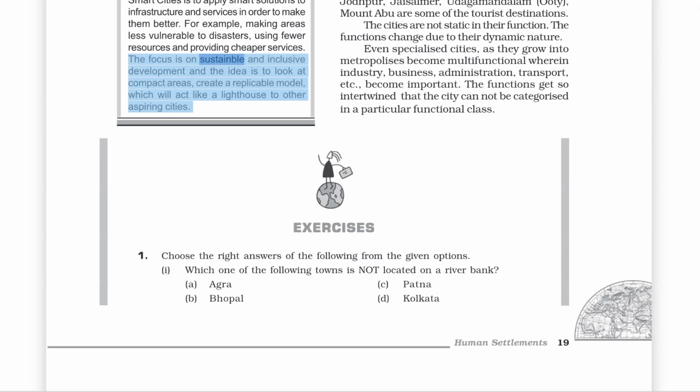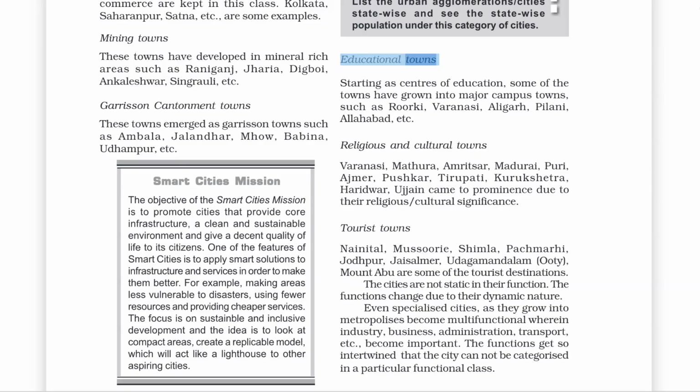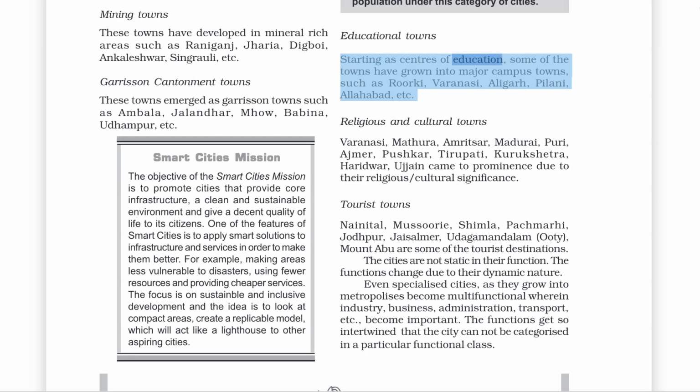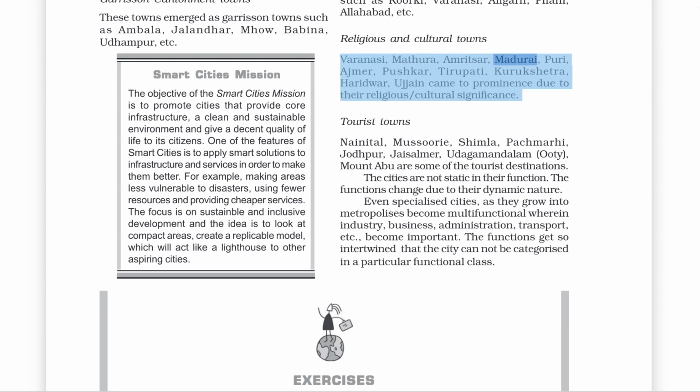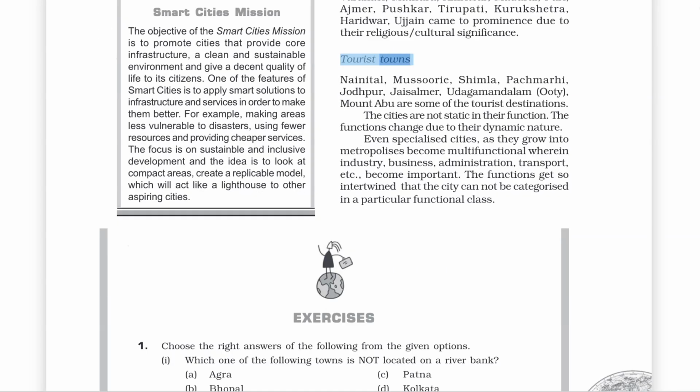The focus is on sustainable and inclusive development, and the idea is to look at compact areas, create a replicable model which will act like a lighthouse to other aspiring cities. Educational towns. Starting as centers of education, some of the towns have grown into major campus towns such as Roorkee, Varanasi, Aligarh, Pilani, Allahabad, etc. Religious and cultural towns. Varanasi, Mathura, Amritsar, Madurai, Puri, Ajmer, Pushkar, Tirupati, Kurukshetra, Haridwar, Ujjain came to prominence due to their religious/cultural significance. Tourist towns.